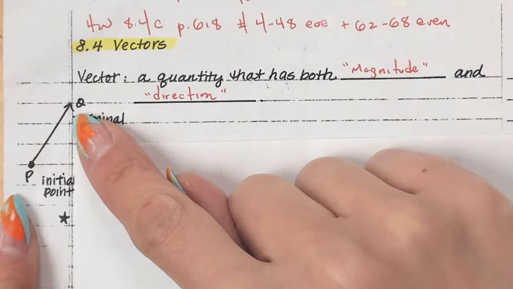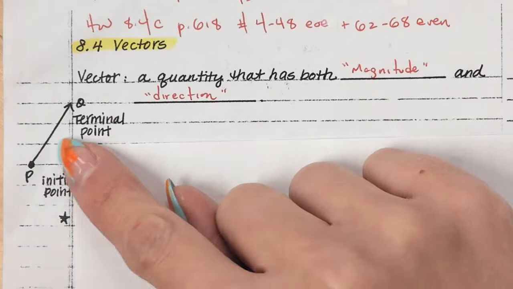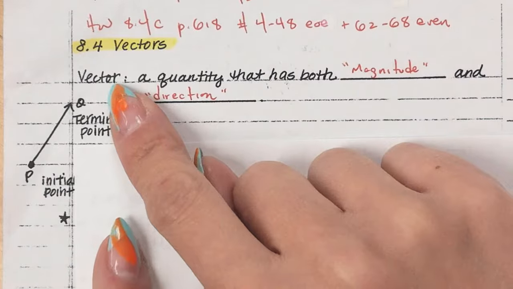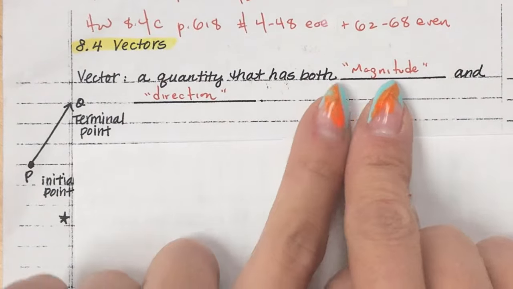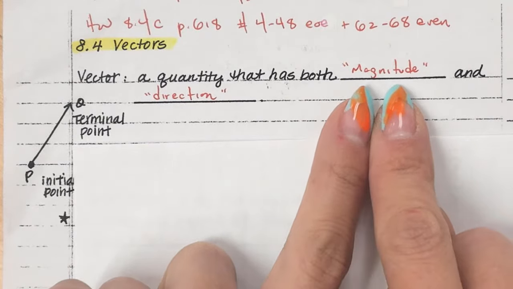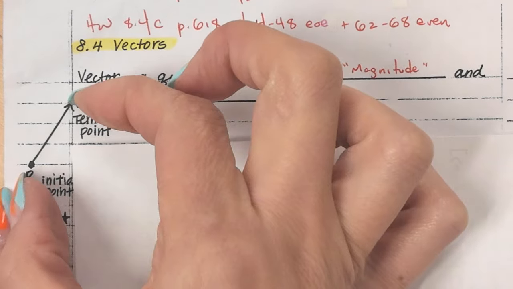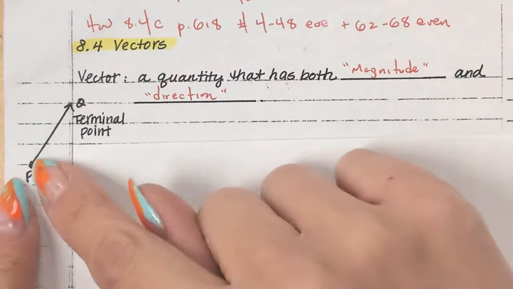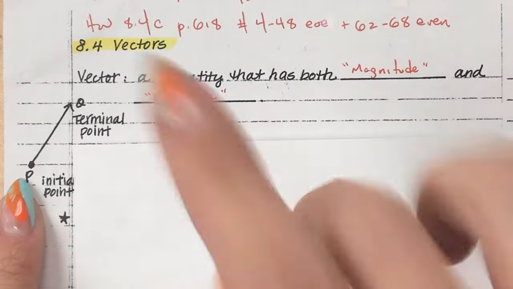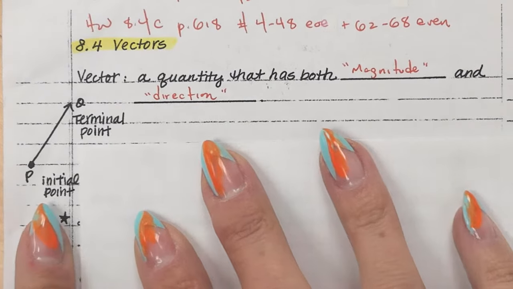This is a vector. So what we think of as a ray, R-A-Y, it's actually called a vector. It has a magnitude, as in size, like the magnitude of an earthquake. And it has a direction. So it has this size, it has this length, and then it has a direction that it's going in, okay? So that's what defines a ray or a vector.